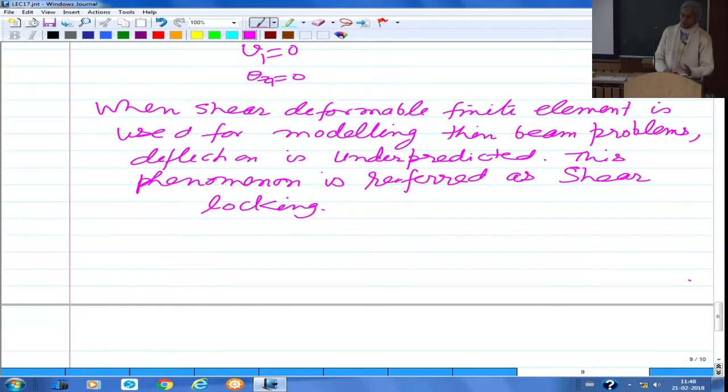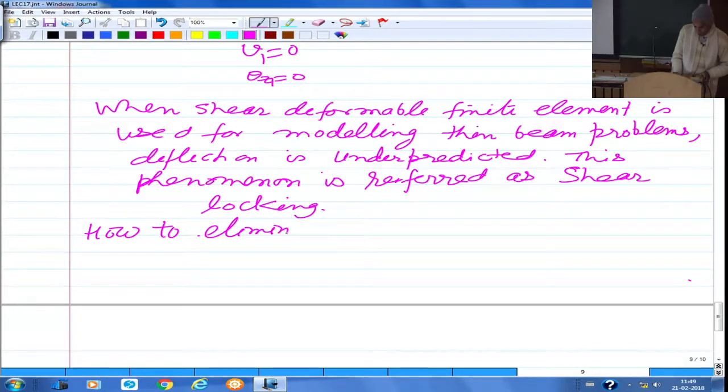Here, of course, we are just talking of the transverse shear locking problem when we use a shear deformable element, in this case the Timoshenko beam finite element, for modeling thin beam problems. So gamma xy approaching 0 gives rise to constraints which finally lead to under prediction of deflection. Now how to handle it? So the next question is how to eliminate shear locking.